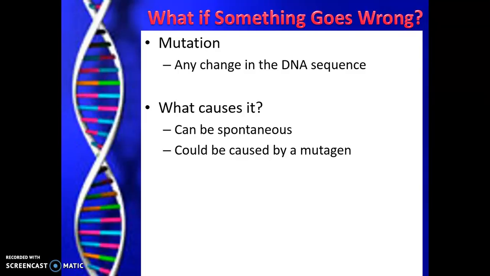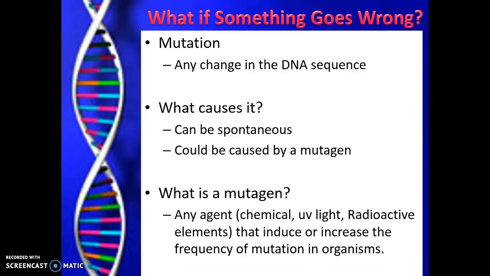Or mutations can be caused by mutagens. So here are some more of your word wall words. So what is a mutagen? A mutagen is absolutely anything that increases the chance of a mutation occurring. So there are certain chemicals that are known as mutagens. They can cause cancer. UV light, so laying out in the sun, we all know causes skin cancer. And that's because UV light is a mutagen. Radiation is a mutagen. Okay, so anything that causes mutations to occur more often.